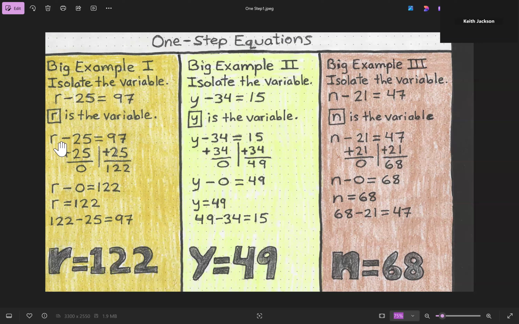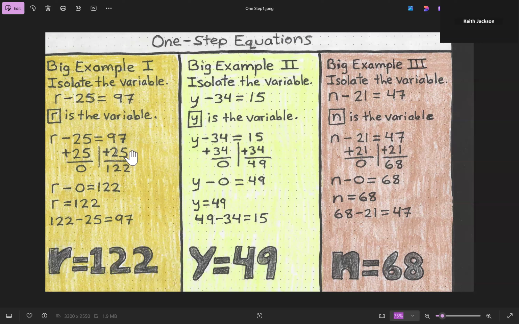And we do that by, in this case, doing the opposite to the number that is on the same side as the equal sign as r. In this case, we have a minus 25, so we're going to have to add 25 to both sides. And when we do that, we have to get a 0 right here. That's why we're using 25. Again, we're isolating r, getting r all by itself.